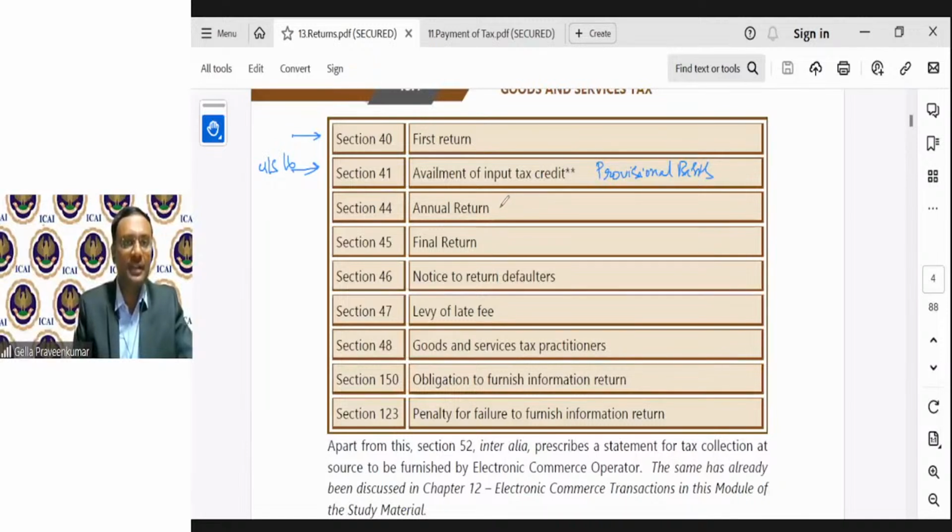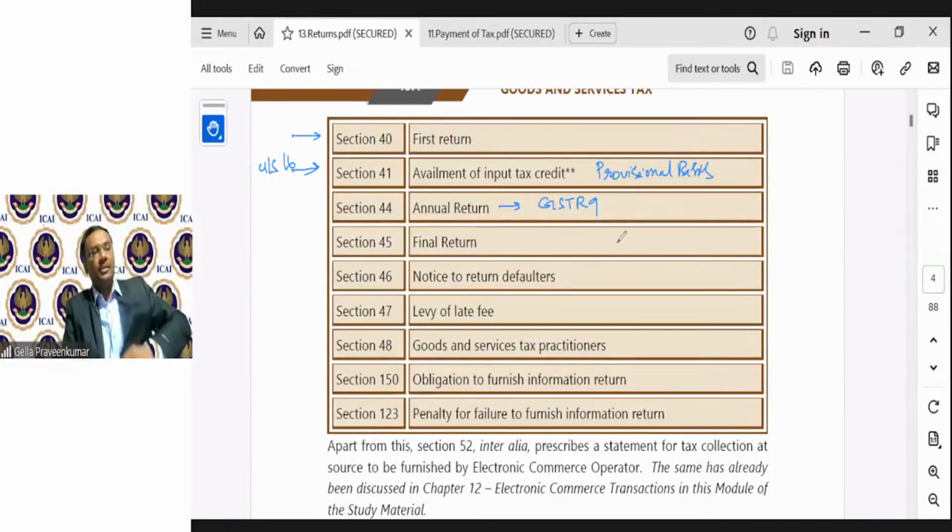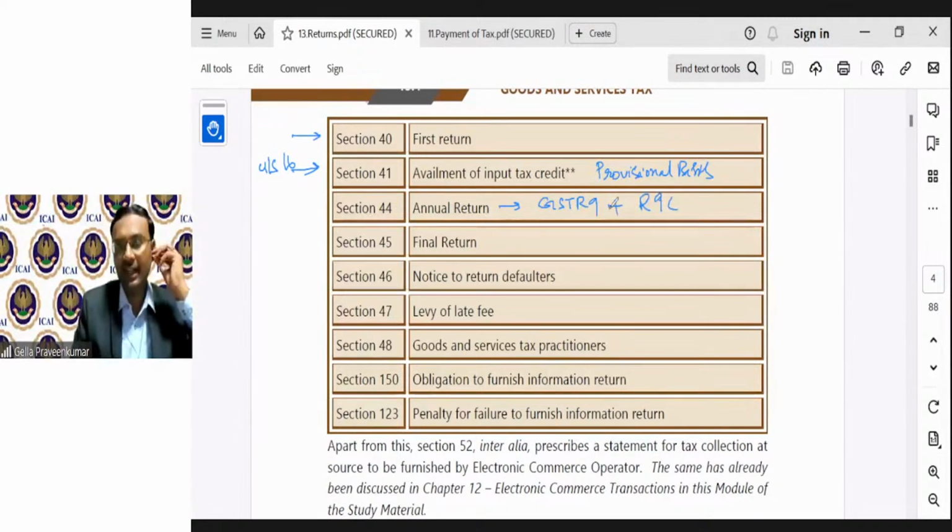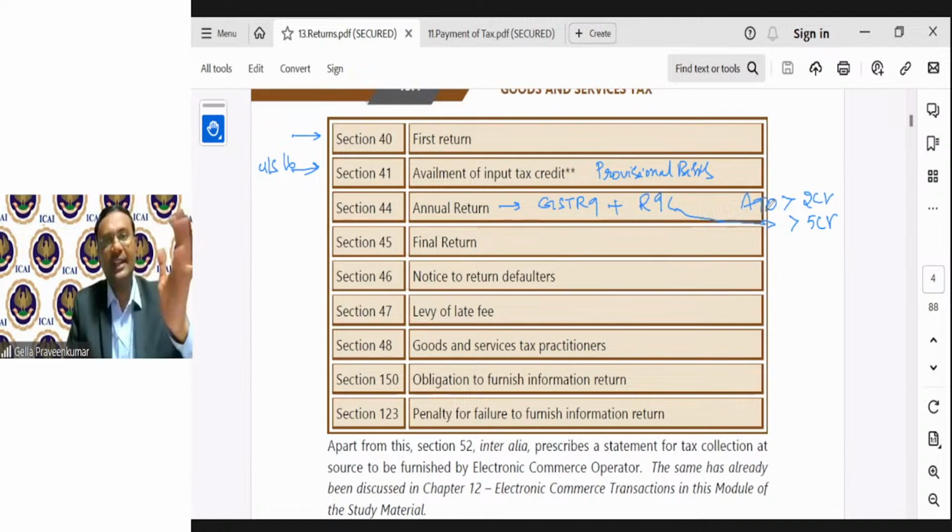Section 44 deals with Form GSTR-9, the annual return. Most of you who have done GST audit would have come across this particular form called GSTR-9 and a reconciliation statement called GSTR-9C. GSTR-9 is mandatory where the aggregate turnover exceeds 2 crore, and 9C is mandatory when the aggregate turnover exceeds 5 crore. These are the provisions right from 2017-18 which are there as of today.